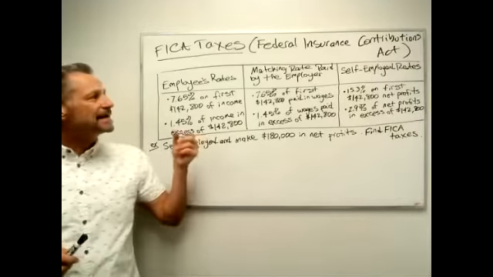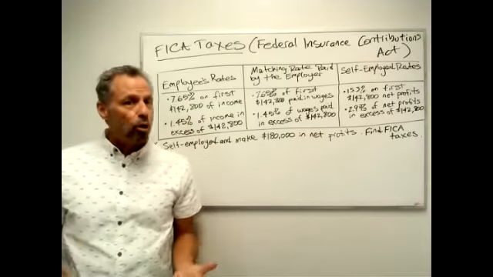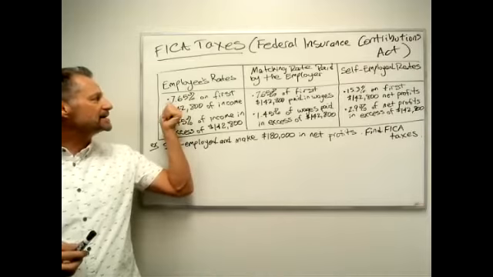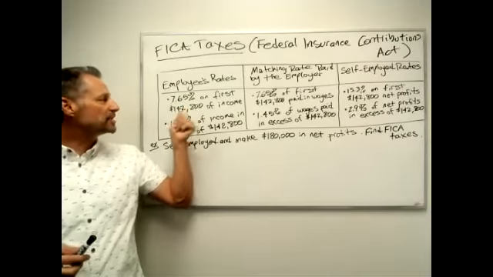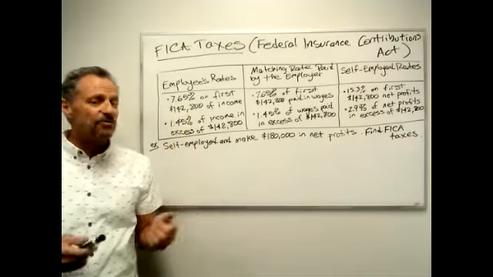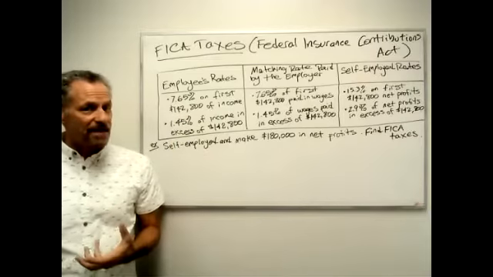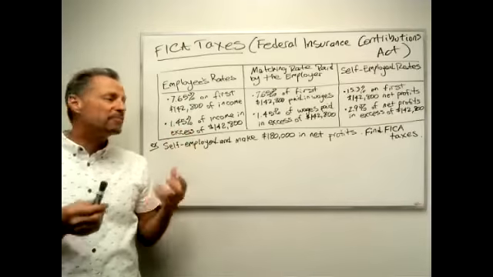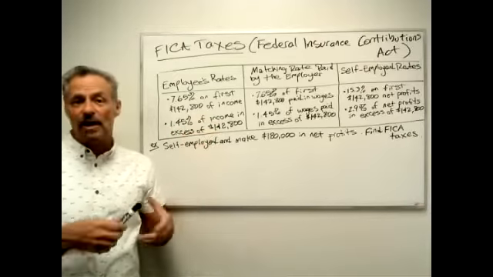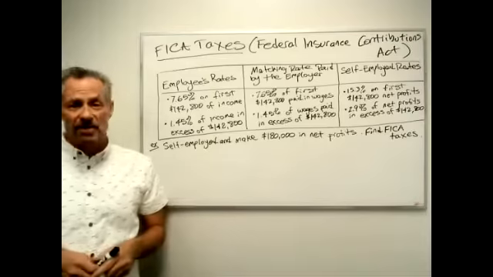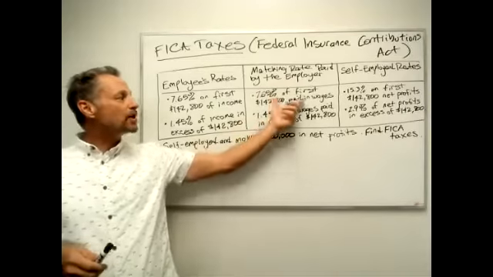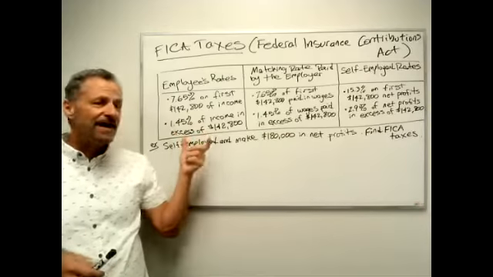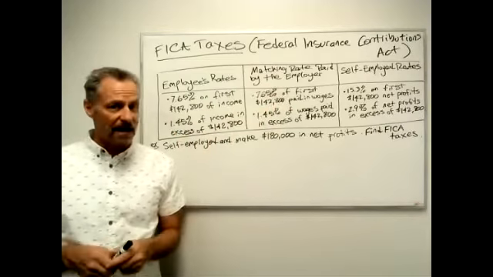So as you can see, if we are employed by somebody, what happens is we pay 7.65% on the first $142,800 of income that we make. If we make more than that, we pay 1.45% on the excess, or how much we made over the 142,800. The employer matches what is getting paid in. So we pay half of the FICA taxes, our employer pays the other half.